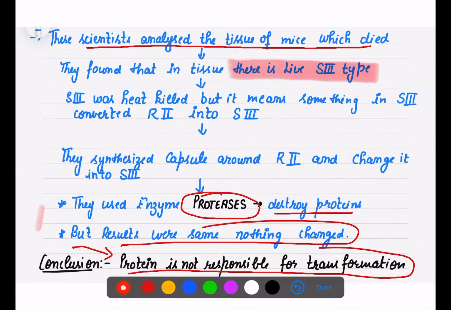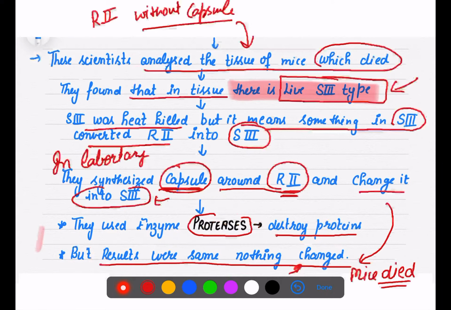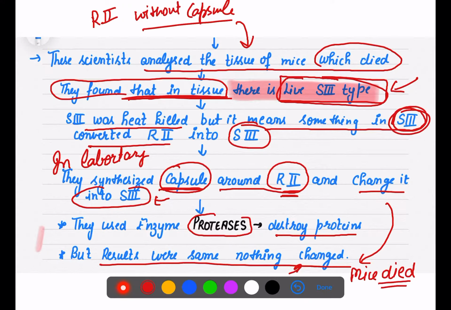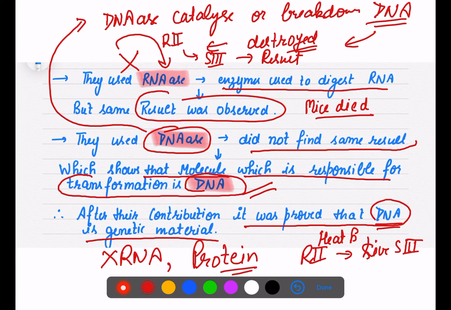If you look at this line carefully, when they started studying the tissue, there was live S3 type. It means something in S3 was converting the R2 into S3. Otherwise the R2 does not have a capsule. So when they synthesize the capsule around R2 and make it into S3, then they get this type of result, which confirms that DNA is the genetic material.